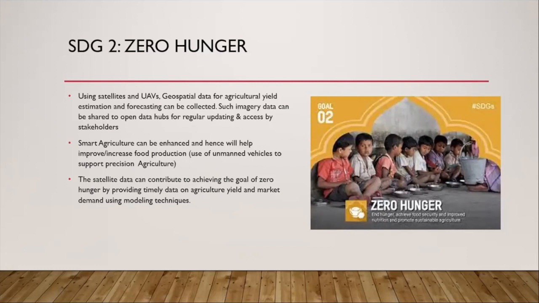So smart agriculture enhances and improves access to food and enhances food production. The use of unmanned vehicles helps support precision agriculture, and we see that modern agricultural practices are moving towards the use of unmanned vehicles. So satellite data contributes to achieving this goal of zero hunger by providing timely data on agricultural yield and market demand using modeling techniques, which is possible and is actually being done.